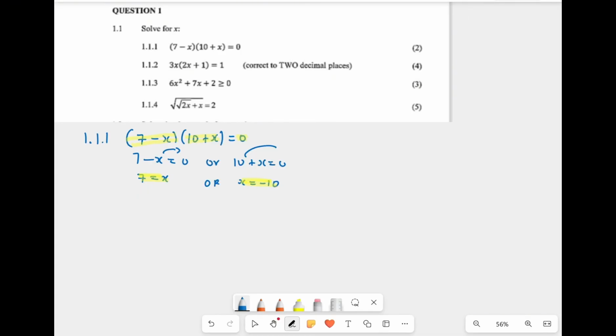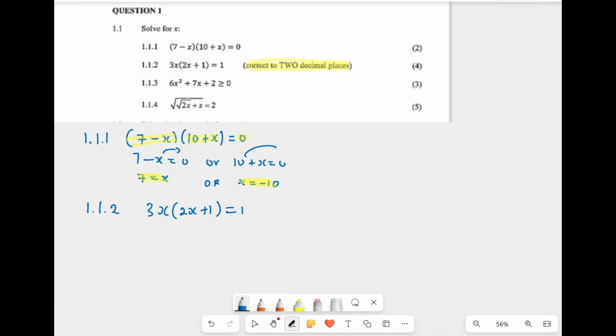1.1.2. We are given 3x into 2x plus 1. This is equal to 1. So now if you check 1.1.2, we are told to round off our answer to 2 decimal places. So that means we need to use a quadratic formula, or we can even complete the square. But quadratic is the easiest.